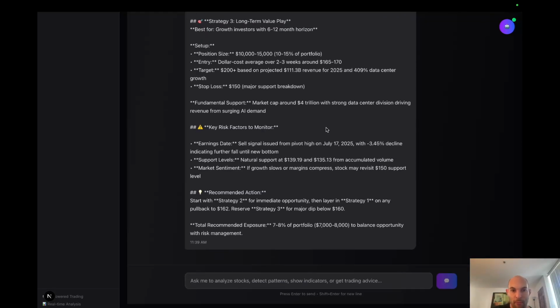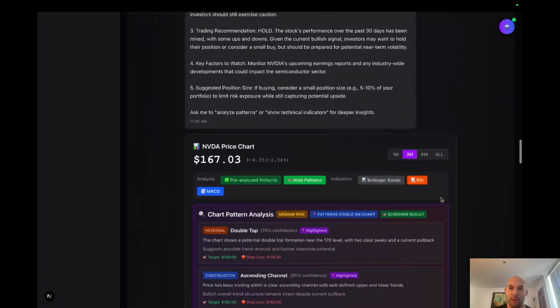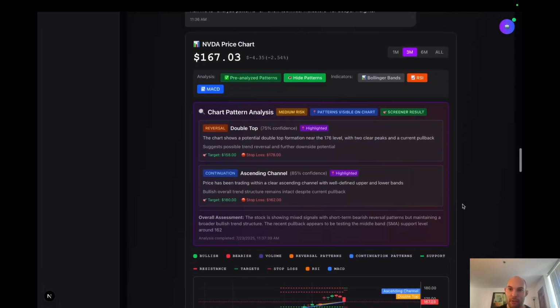Okay, so key risk factors to monitor. The earnings date, sell signal issued from pivot high on July 17th with negative 3.5% decline indicators, further fall until new bottom. Then some recommendations. Start with strategy two for immediate opportunity, then layer in strategy one on pullback, and then a total recommended exposure of 7 to 8% of your portfolio to balance opportunity with risk management. That was a mouthful. So it's becoming extremely comprehensive at this point.